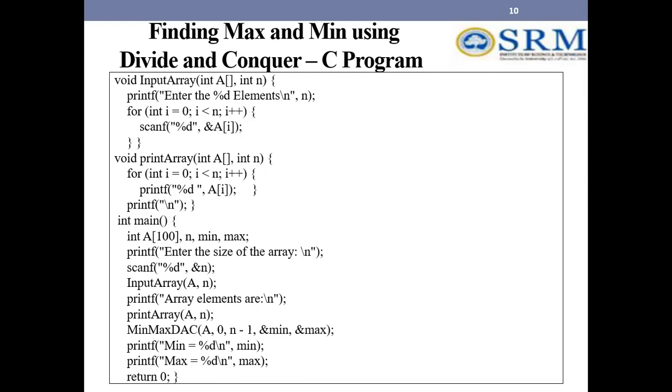The array elements are printed, and here is a function called min max DAC, the minimum and maximum algorithm using divide and conquer approach. There are 5 inputs. After calling the function it will do some work that we will see in the next slide, and the minimum and maximum are assigned to the variables min and max.